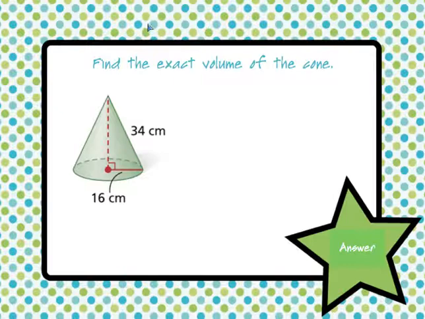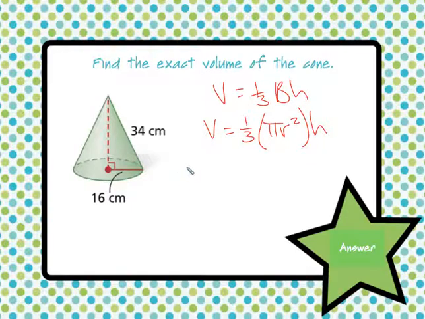Okay, find the exact volume of a cone. So a cone is the same formula, 1/3 area of the base times the height. If the base is a circle, then for area of the base you will do pi r squared, because that's how you find the area of a circle. So we have 1/3 pi 16 squared times the height. Sorry. We do not have the height. We have the slant height.